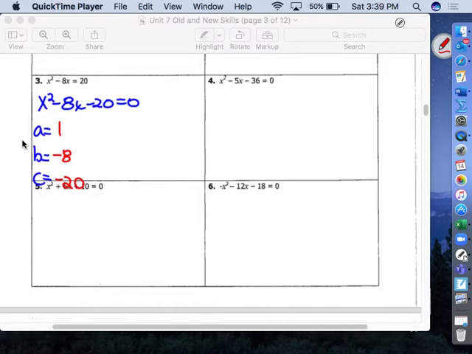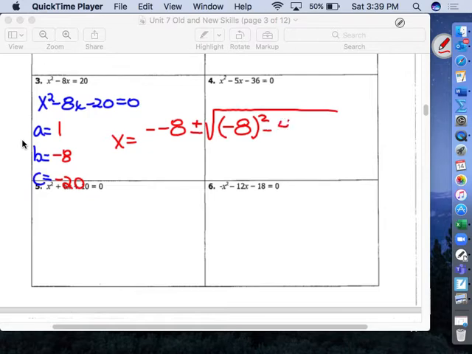Going into the formula, x equals negative b, notice I have that double negative sign, negative b plus or minus the square root of b squared, making sure that I square that negative sign as well, minus 4 times a times c, and all of that over 2 times a. So I've got my formula set up correctly. In the next step, I'm going to clean this up.